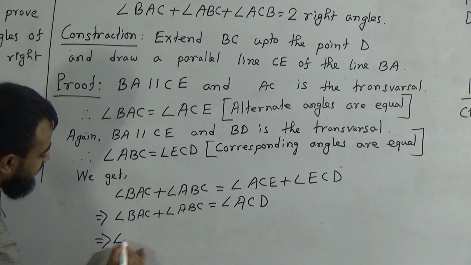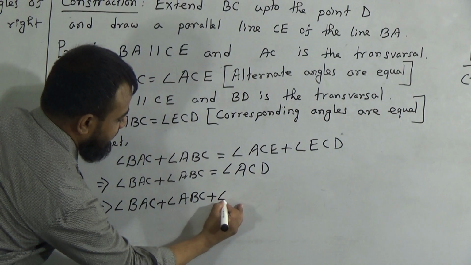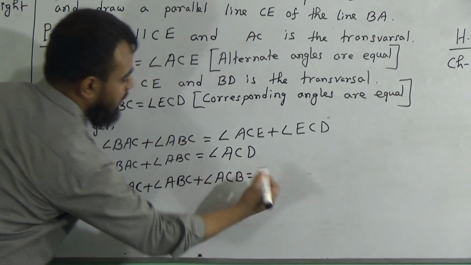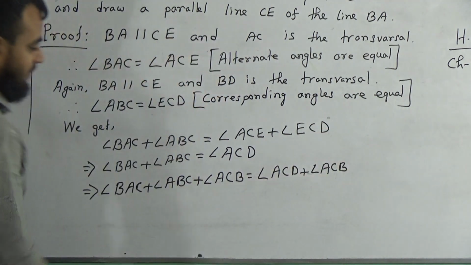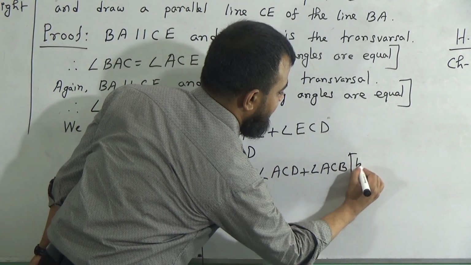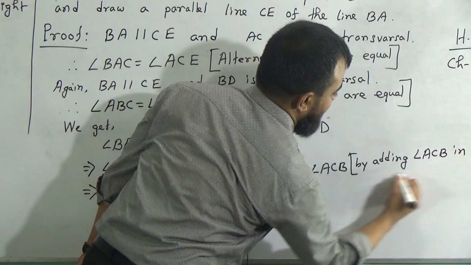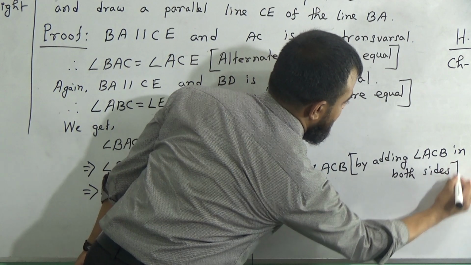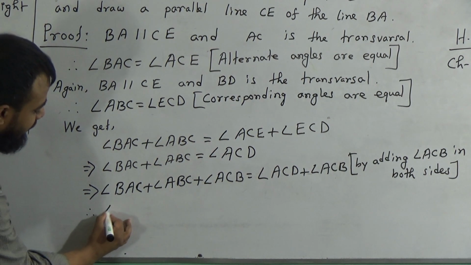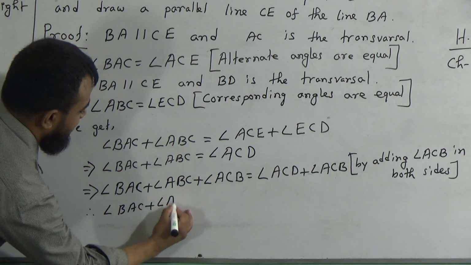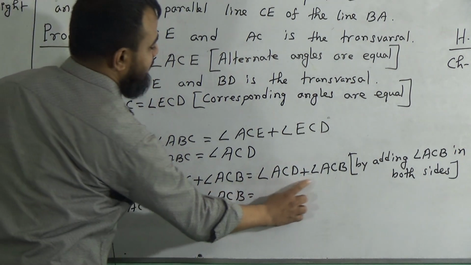Okay, by adding we will get angle BAC plus angle ABC plus angle ACB. That is equal to what? On the right side also we need to add this one, ACD plus angle ACB. Okay, and we should write down the note: by adding angle ACB on both sides. Okay, this is our note. Now my dear students, we will get what? Therefore, we can write down the angle BAC plus the angle ABC plus angle ACB is equal to what? On the right side we have the angle ACD plus angle ACB.